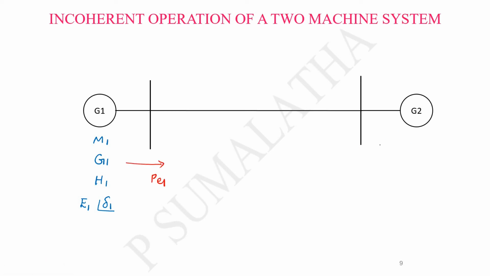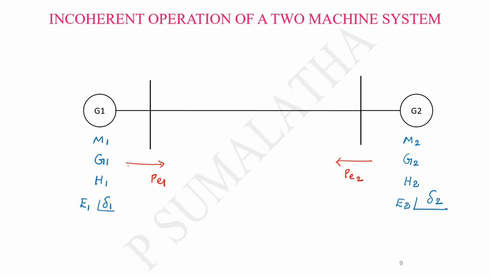So now coming to generator 2. Generator 2 has inertia constant M2, machine rating G2, inertia constant in megajoules H2, and the induced EMF is E2. The excitation EMF of generator 2 is E2 at an angle del 2. Now let us take the power produced by the second generator as PE2.